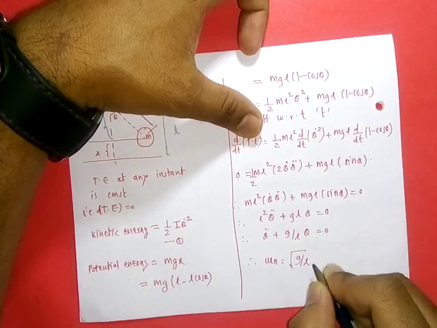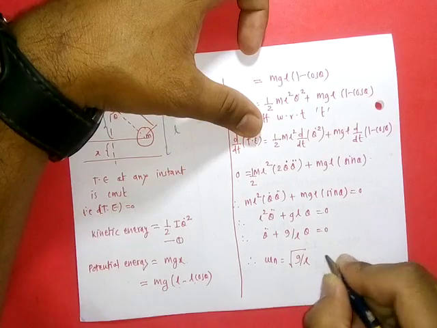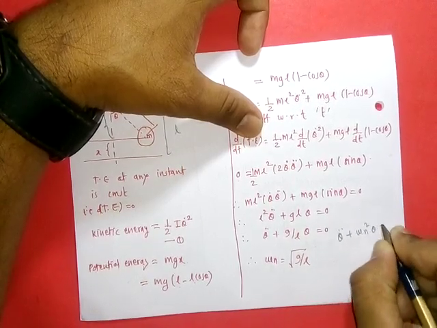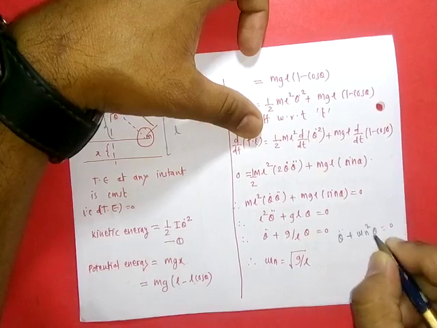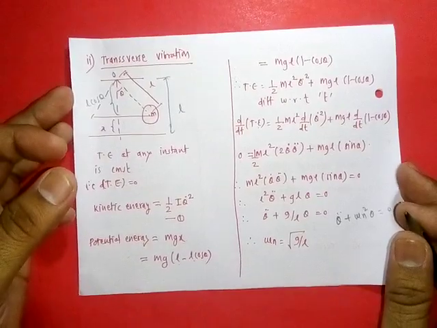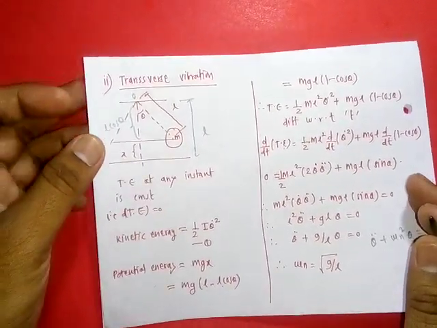Therefore natural frequency will be, comparing with the standard equation theta double dot plus omega n square theta is equal to 0, natural frequency will be under root g by L. So this is for transverse vibrations.